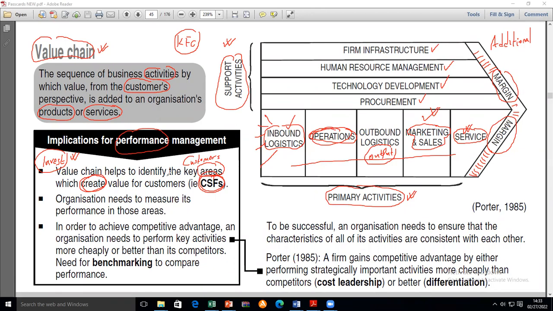The organization needs to measure. Now we are back to KPIs. So the value chain helps us to identify critical success factors. The organization needs to measure its performance in those areas. So the correct KPIs should be linked to the critical success factors that we've identified here.